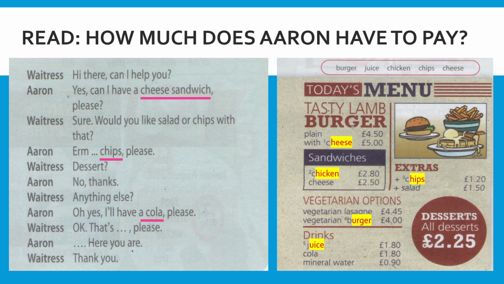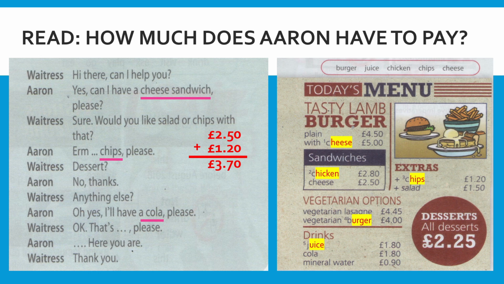Okay, now let's count how much Aaron has to pay. Aaron ordered a cheese sandwich, chips and a cola. The cheese sandwich costs him around £2.50, whereby for the extra topping, which is the chips, he will need to pay another £1.20.